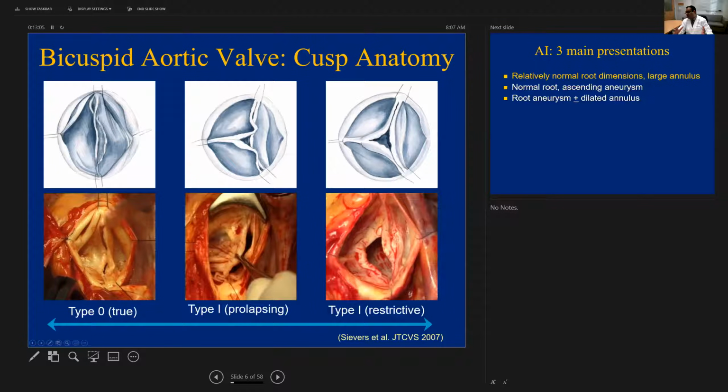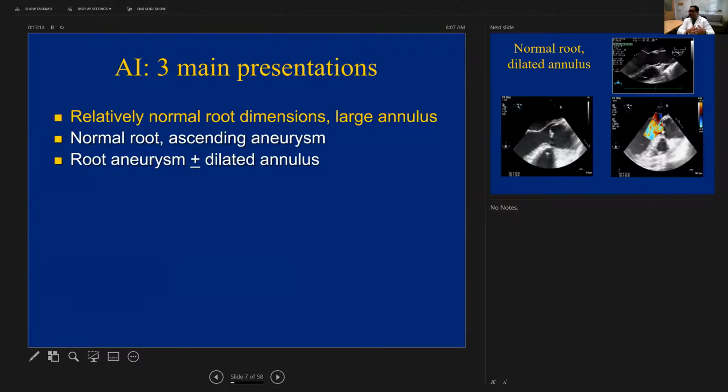So it's important to know that when we see bicuspid valve repair, you have to see this in the spectrum and understand what are the different techniques we can employ for each type. The aortic insufficiency, I'll just briefly go through the three main types of presentations.